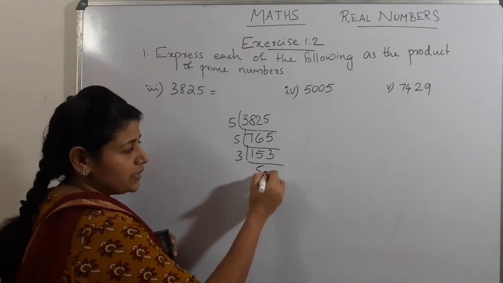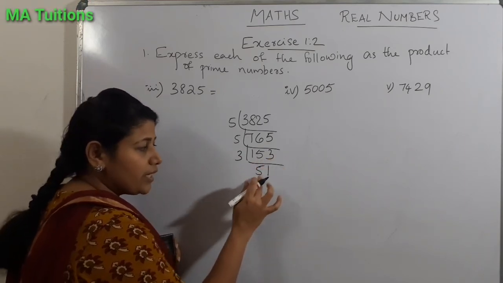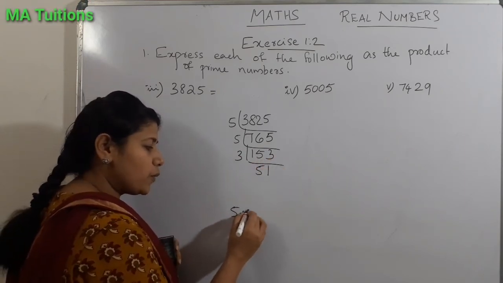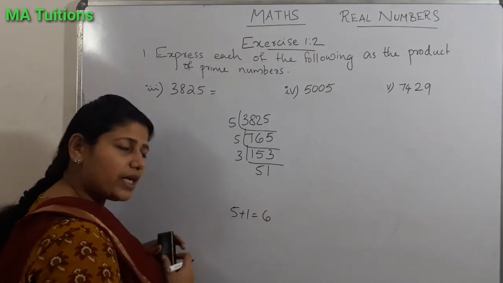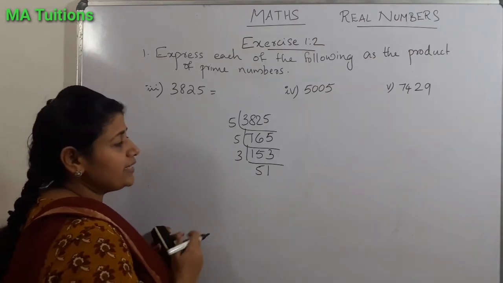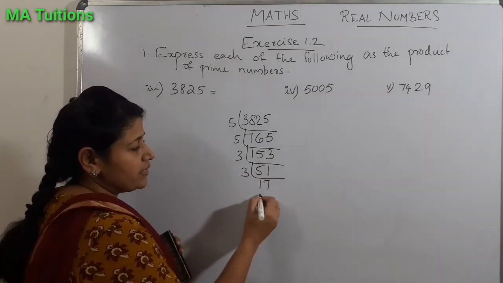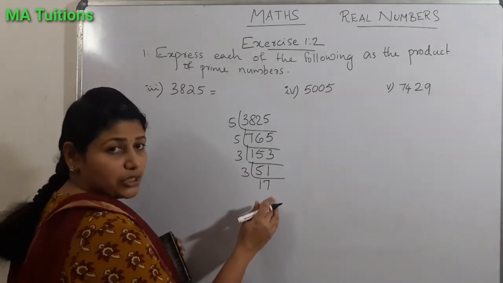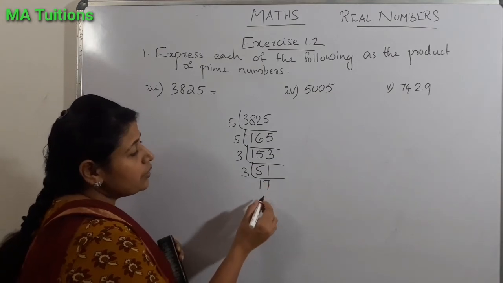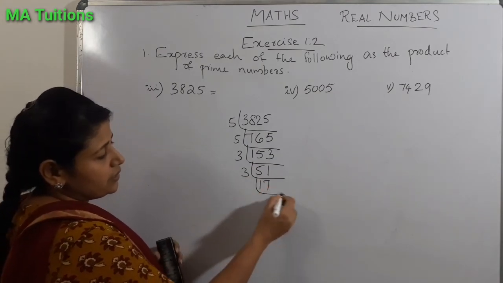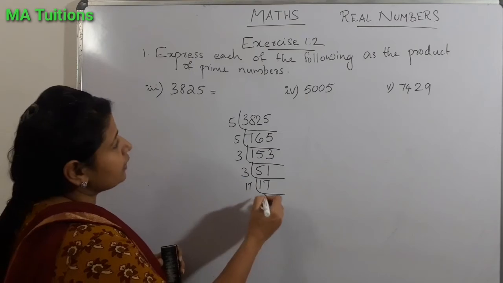5 times 3 is 15 and 1 times 3 is 3. Here we get 51. 5 plus 1 is 6. 6 is a multiple of 3. So here also we can divide with a 3. So we will get 17. This is a prime number, that you know. 17 is a prime number. So there is no factor for this 17. It only divides with 17 and gives 1.